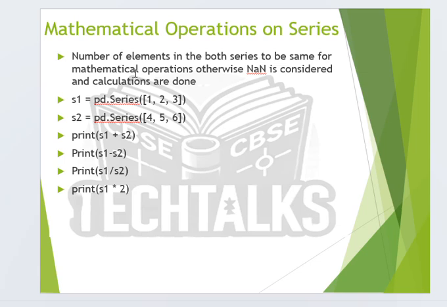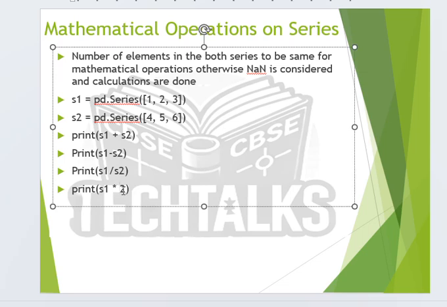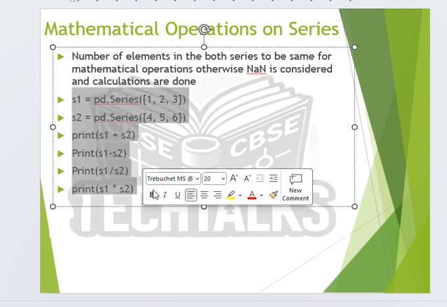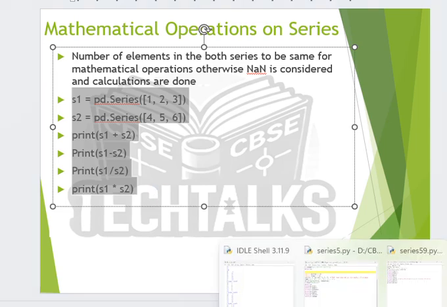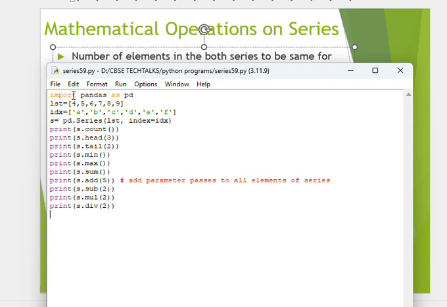So in this case we have two series, one is S1, S1 is pd.Series 1, 2, 3, S2 is pd.Series 4, 5, 6. We are printing S1 plus S2, S1 minus S2, S1 by S2 and S1 into S2. Okay, so we are doing all these operations. Let me copy this. But in this case we have to import pd. We have not used it, pandas is not imported. So let me write new, or we can go here also.